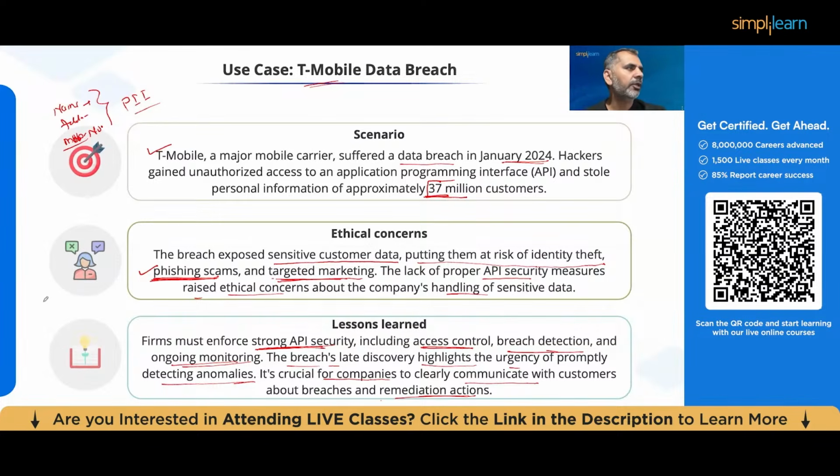Here we talk about API security, which I must say is important. The second is timely detection, so we should have a method for it. And third, we have to make things transparent, to make your customers aware of these kinds of breaches and how you're going to address them, the remediation actions and all this.